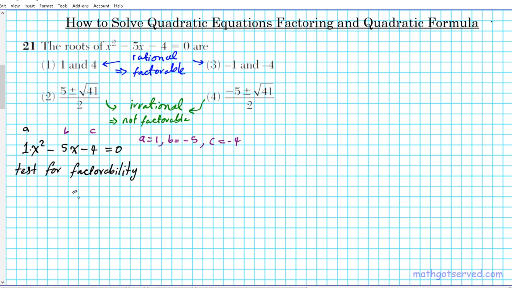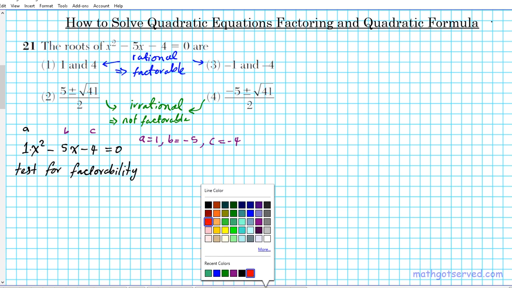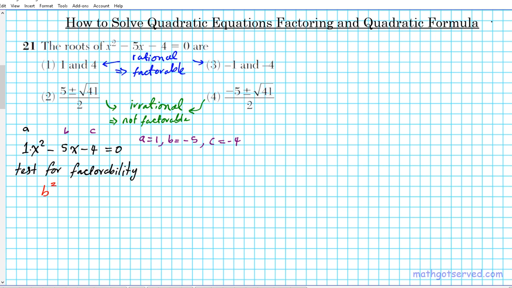It's an amazing test. For the test of factorability, or the nature of the roots, we're going to look at this term right here, b squared minus 4ac. If you think about your quadratic formula, the portion underneath the square root is called the discriminant. The discriminant is b squared minus 4ac. So this component can tell you a lot of information about the roots.